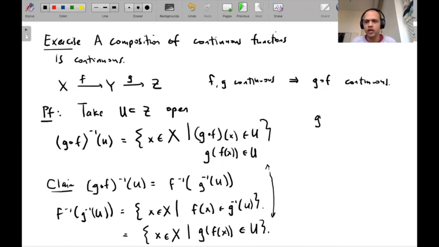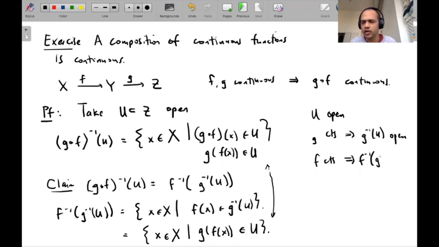So if U is open, then G continuous implies that G inverse of U is open, and then F continuous implies that F inverse of G inverse of U, since the inside is open, then this preimage is open. But then this is equal to (G compose F) inverse of U. Okay, so this is how the exercise works.